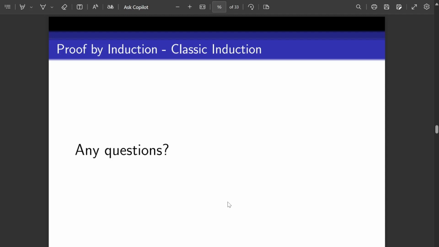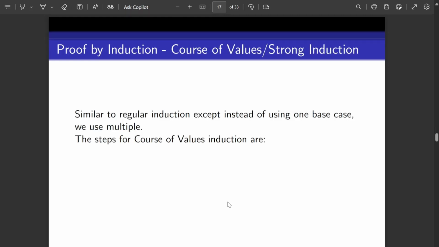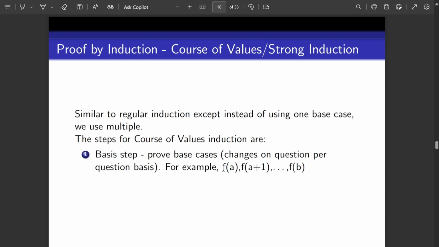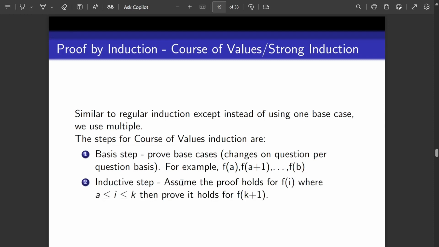Okay, so course of values or strong induction is quite similar to regular induction, but instead of assuming one base case, you can use multiple, and the steps are relatively similar. You prove multiple base cases manually. And in the inductive step, instead of just assuming k, you assume a whole range of values, all the way from your first base case all the way up until k.